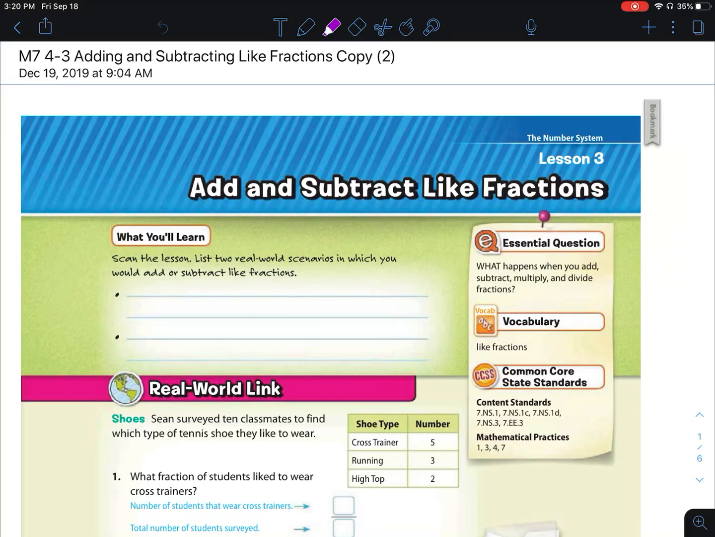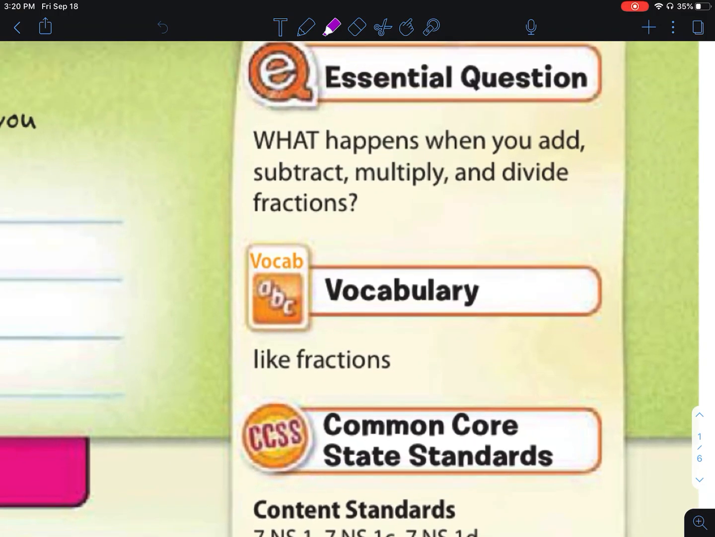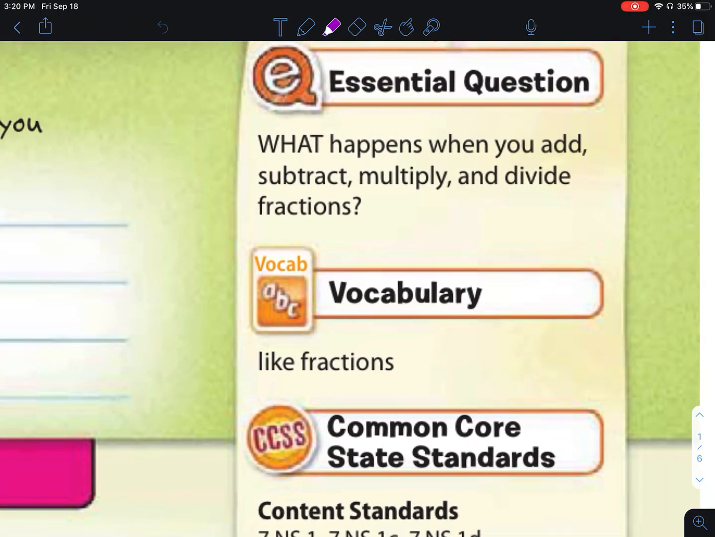Okay, so in this lesson, we will learn about adding and subtracting like fractions. This is chapter 4, lesson 3. The objective of this lesson is that at the end of this lesson, we should be able to add and subtract like fractions. Brings us back to the essential question, what happens when you add, subtract, multiply, and divide fractions?